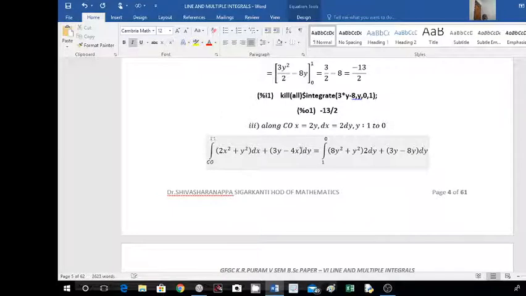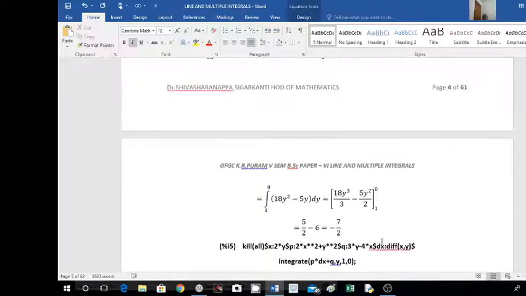I have to put x is equal to 2y, dx is equal to 2 into dy. We have to integrate with respect to y, y ranges from 1 to 0. So this is the integral of (2x square plus y square) dx plus (3y minus 4x) dy. Substituting x is equal to 2y and dx is equal to 2 into dy, and simplifying, I will get 18y square minus 5y into dy.